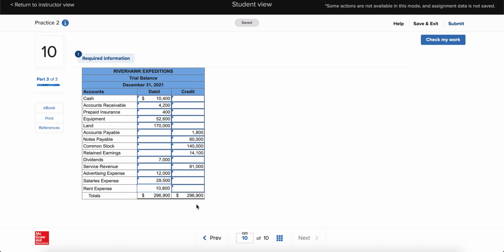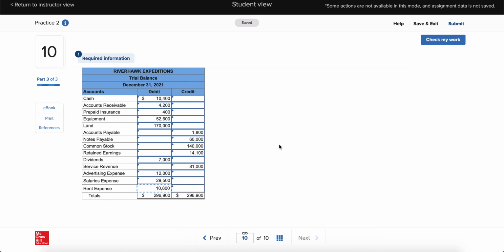The next step after this would be to prepare adjusting entries, which we will do in chapter 3. Then we will journalize those adjusting entries, post them to the ledger, recalculate the ledger totals for each one of these accounts, and prepare another trial balance, updating those numbers for what happened in the adjusting process. It is from the adjusted trial balance that we actually prepare financial statements.